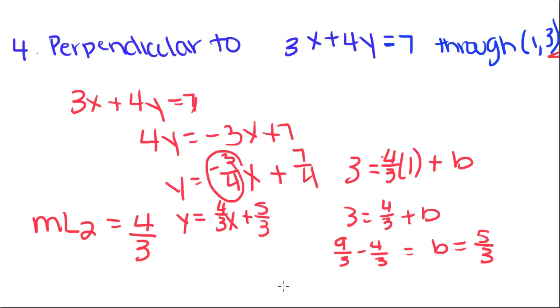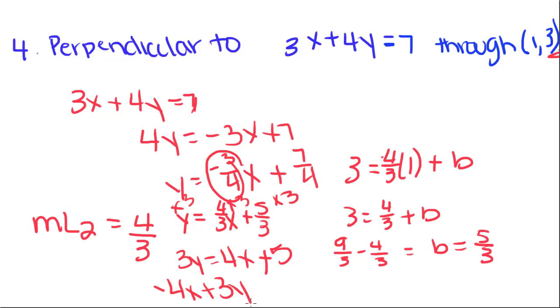So to convert this to standard form, we have to get rid of all the fractions. So we're going to multiply everything by 3. So we'll get 3y is equal to 4x plus 5. We're going to subtract the 4x over and get negative 4x plus 3y is equal to 5. And that's all we're going to do today with equation of a line, but be sure to come and watch the next video where we're going to take the equations that we just made and graph them.